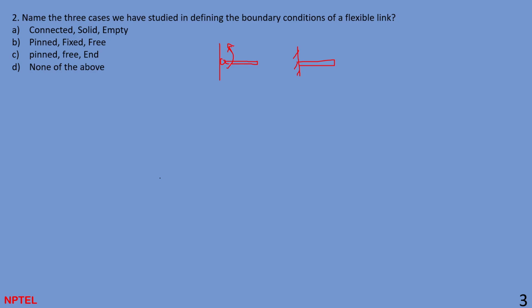In the pinned condition the bending moment is zero, whereas here the bending moment is there, right? So there is some kind of resistive moment acting, whereas here we don't have that resistive moment. So this is a fixed condition, and the last condition is a free condition, where the end is not attached. It's a free condition. So the answer here will be B, pinned, fixed, and free.